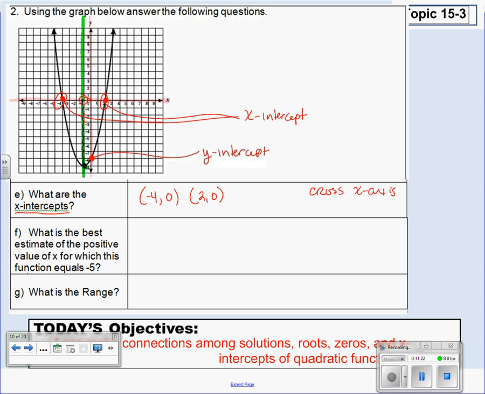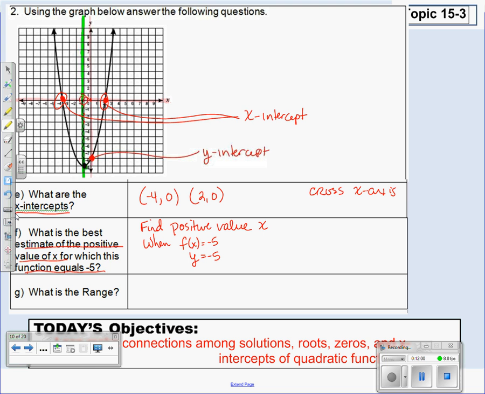F says, what is the best estimate of a positive value of x for which the function equals -5? So we need to figure out what it is asking us to find. We need to find the best estimate of a positive value of x. The other information given is that the function equals -5. If the function equals -5, that's the same as saying y is equal to -5. So let's look. Where is y equal to -5?